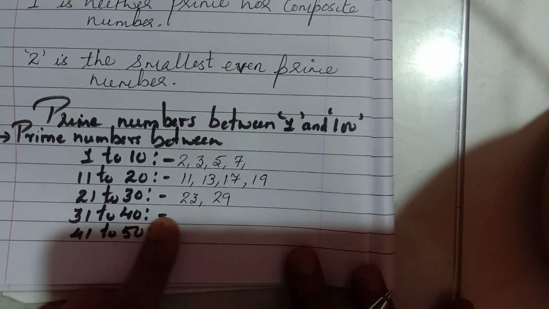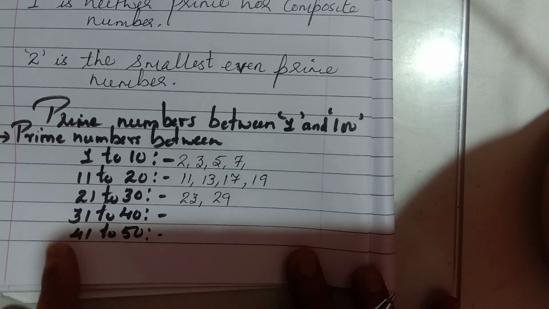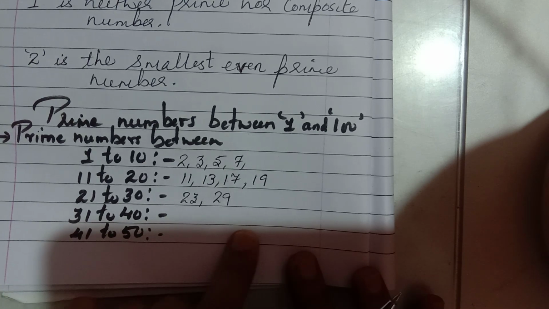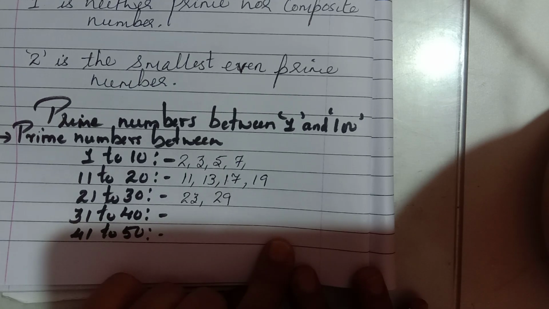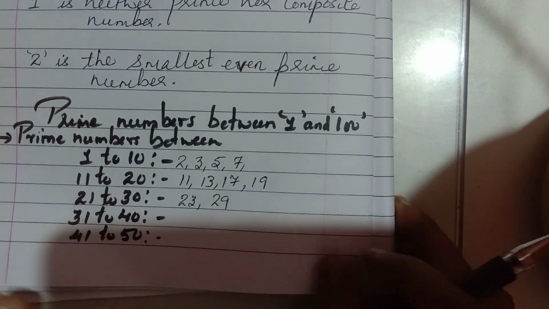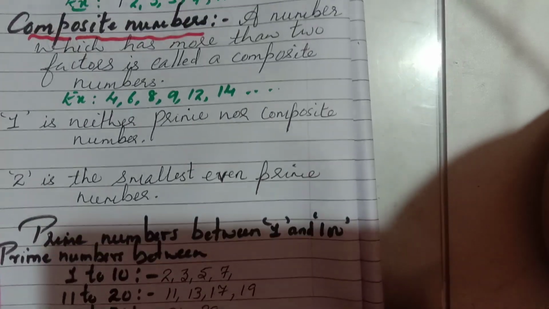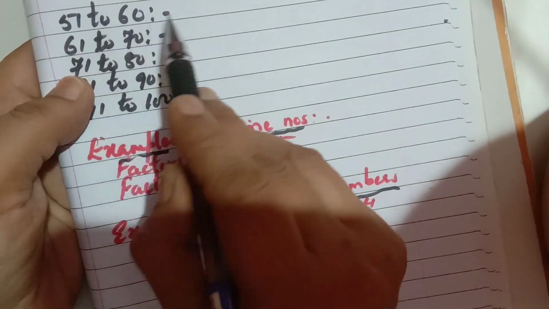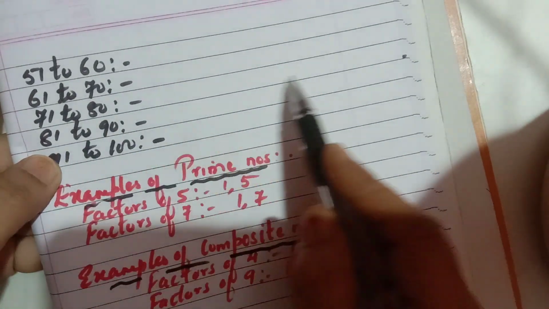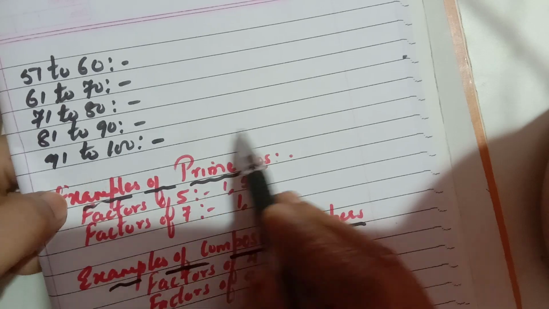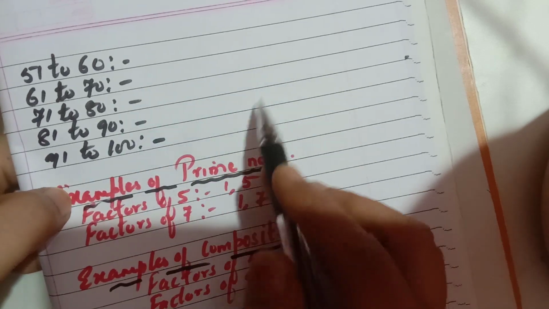21 to 30: 23, 29, okay. Then 31 to 40. So like this way children, you will continue writing 41 to 50, whichever are prime numbers, you will be writing in the classwork book. So all these you are going to write in your classwork notebook. You will continue, then you will write 51 to 60, okay, 61 to 70, 71 to 80, 81 to 90 and 91 to 100. So all the list of prime numbers you will write.